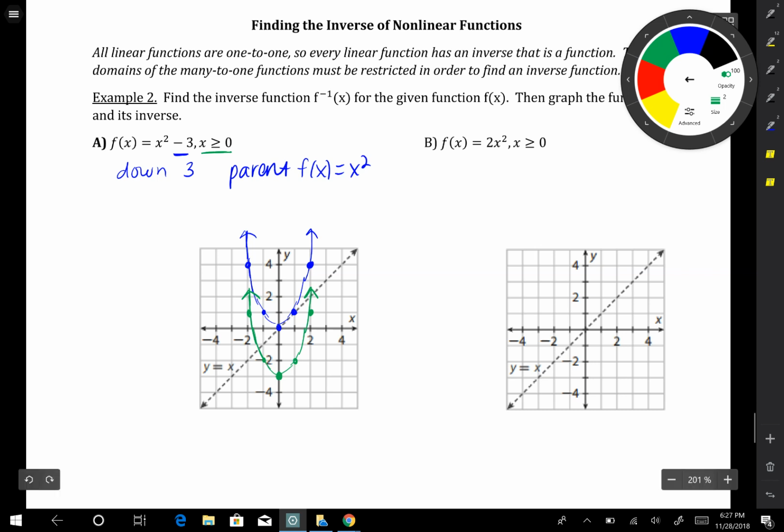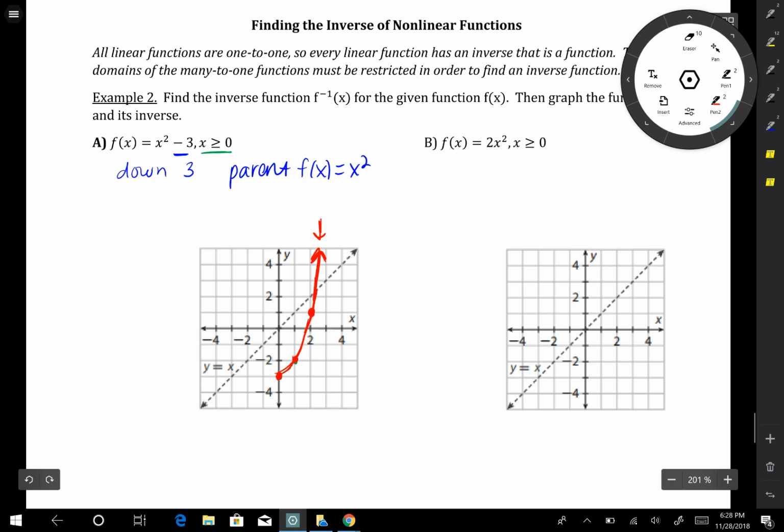So that means that the only part of the graph we are looking at is starting at the vertex here at 0, negative 3, and then the right side of the graph. Okay, so it's like we have half of a parabola. To make things simpler, I'm going to erase my original parabola and the left side of that. So this red graph right here is with our restricted domain.